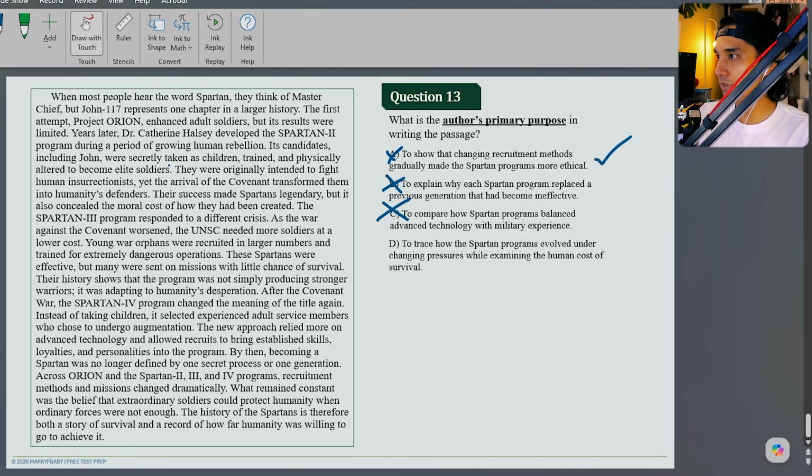And then due to the Covenant war going on for so long, and we're probably losing lots of Spartan 2s, we needed more Spartans. So the Spartan 3 program came along. And then after the Covenant War, the Spartan 4 program came along, which probably, the secret was out, and now they didn't use children anymore, and now they're using adults. So we see that there is an evolution of the program, right? That alone is enough information for me to choose answer choice D as the correct answer. And I guess the kicker is while examining the human cost of survival, right?